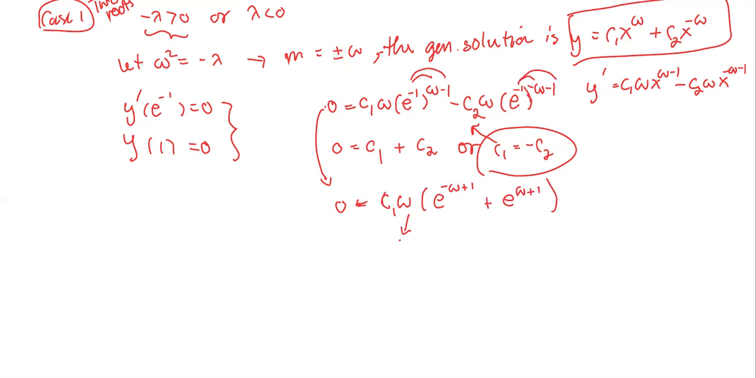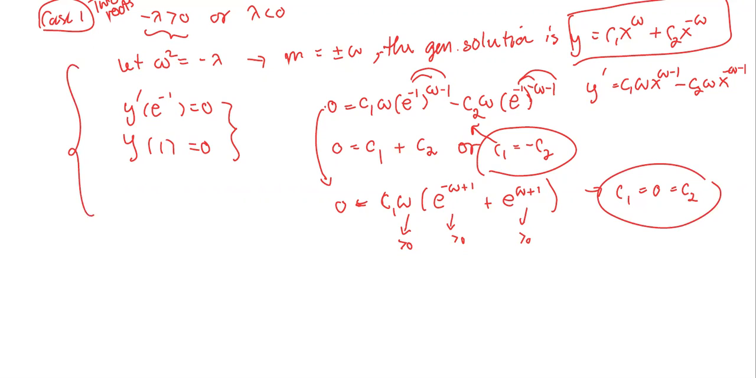Omega is greater than 0, exponential greater than 0, for C1 to be 0 as well as C2. This is the part that I'm looking for. I know it's going to be trivial for lambda less than 0, for case 1, the 2 real roots. So you just use whatever knowledge or understanding you have from chapter 4 to analyze the problem case by case. So then C1, C2 equals 0. This case is gone. So trivial solution for lambda less than 0.